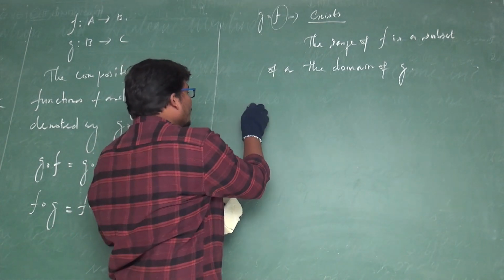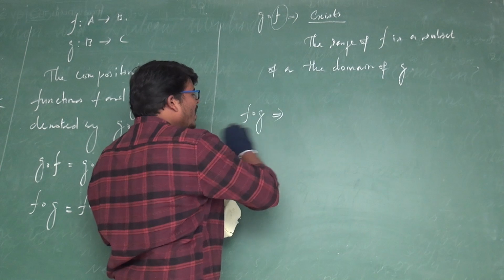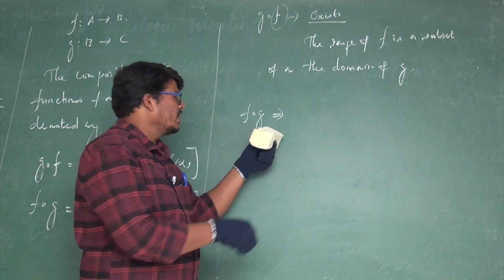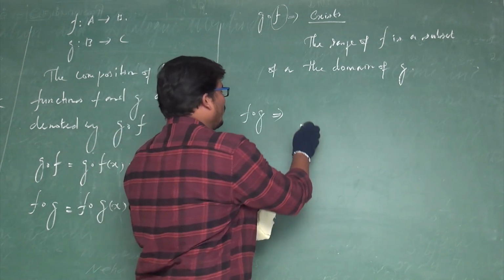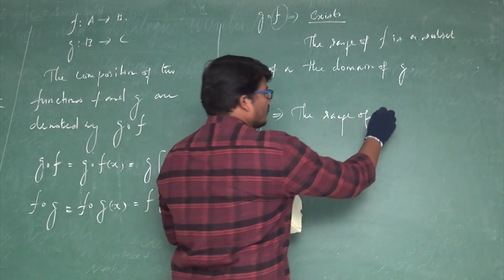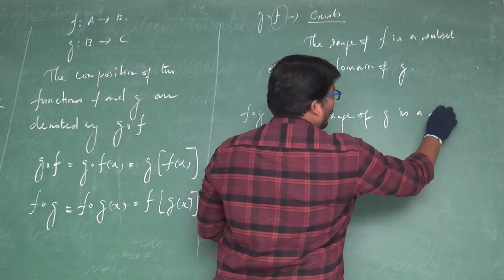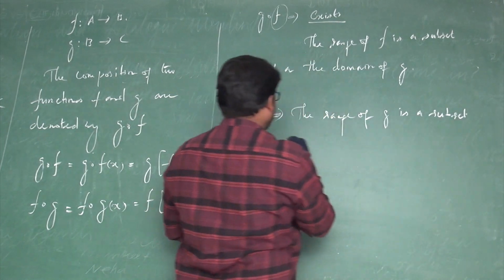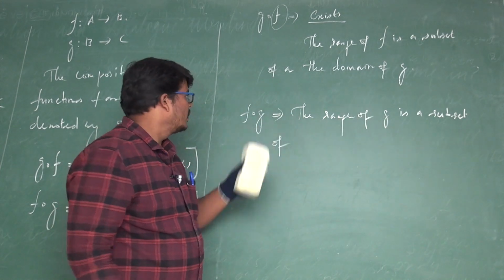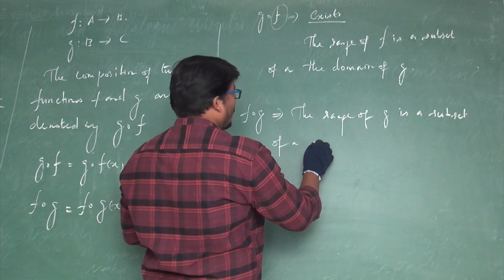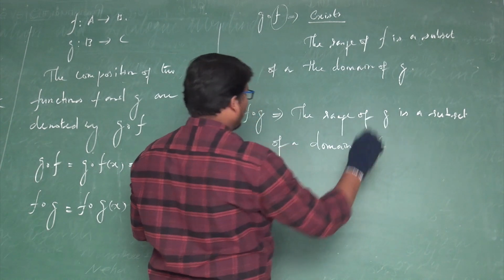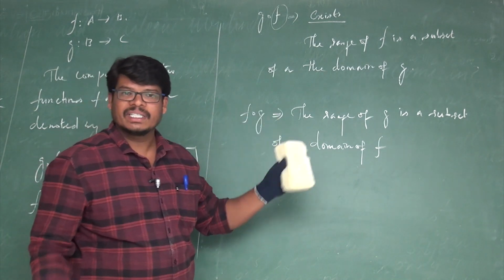And the second one, f dot g. Here, for f dot g, the range of g is a subset of the domain of f, where f dot g exists.